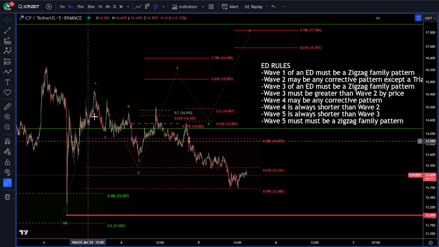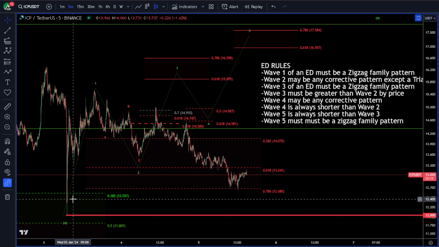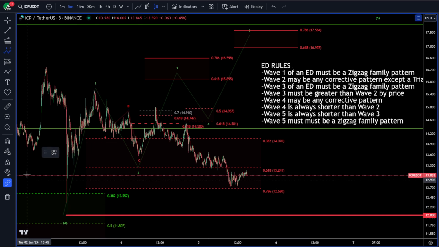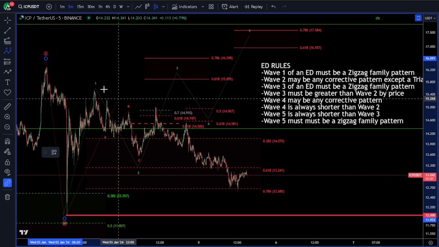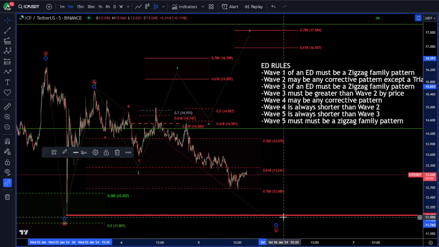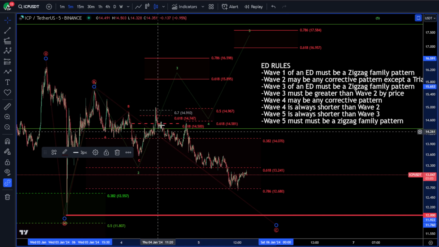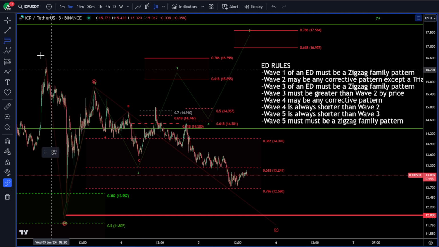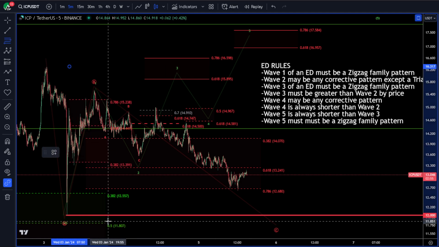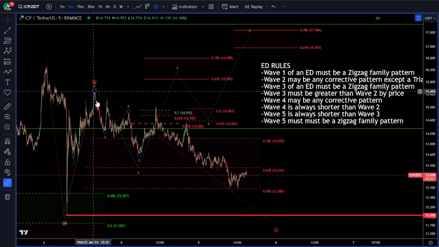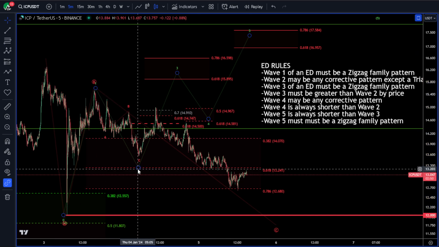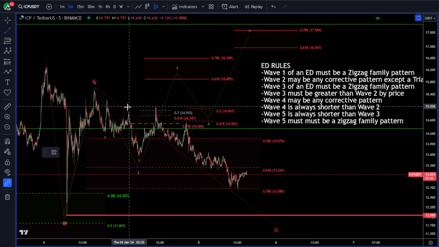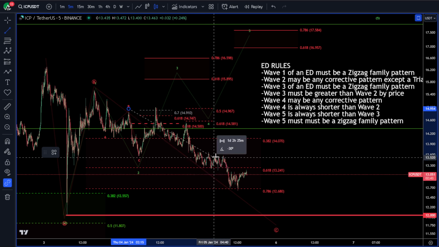But if this was a flat ABC, if this was a standard ABC and not a WXY, and we're expecting lower lows here, this has to be either an impulse or an ending diagonal. And we've passed the 70% of the move down, so it is valid. But as soon as I saw this, I'm like, okay, we need this.